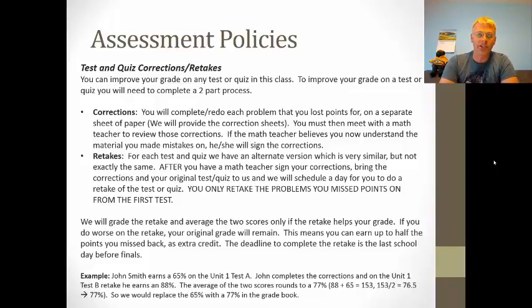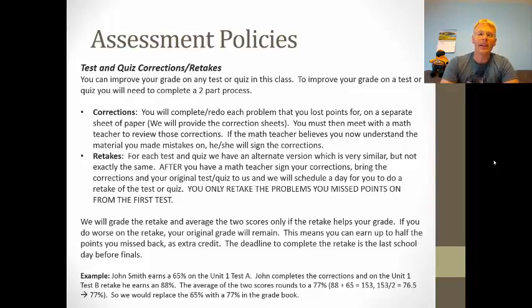First, you have to do corrections. You have to completely correct every problem you got wrong. So if there's 20 problems and you got something wrong on 8 of them, you have to redo those 8 problems. You don't have to redo the 12 you got right. Then, once you've done those corrections, you need to meet with myself or another math teacher, which could be in the ARC, or in your study hall or anywhere you can meet with another math teacher to have those corrections checked. So corrections are done by all the problems you got wrong and checked by another teacher.